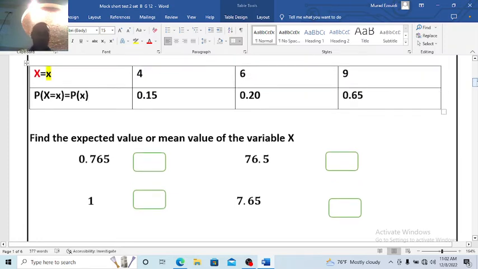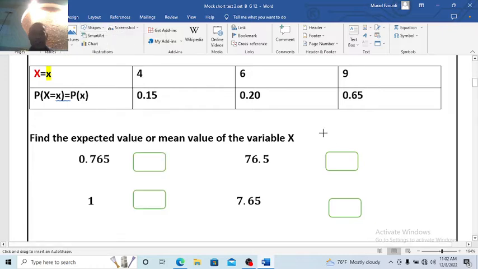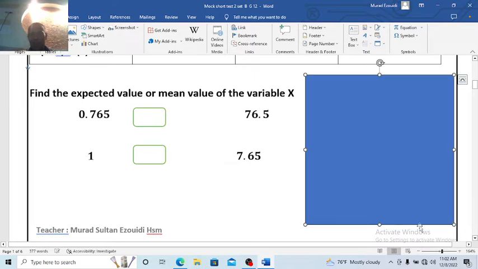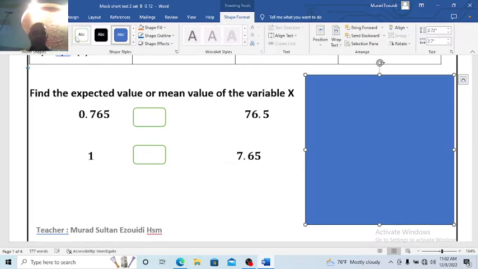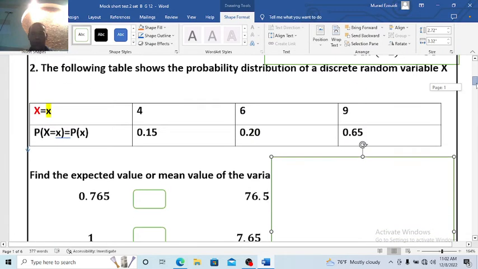Okay, my learners, you already know that. I will now try to solve. I will insert, let's say, a rectangle where I can show my work. Okay, I will do it like that. Then I will make a white color. Okay, so this is the question. This is the probability distribution. Now I'll try to find the x.